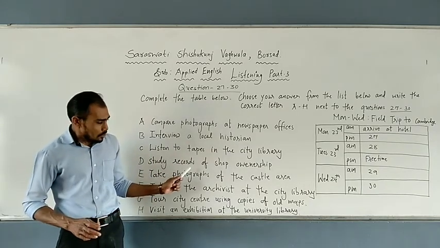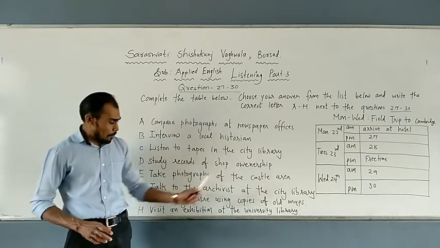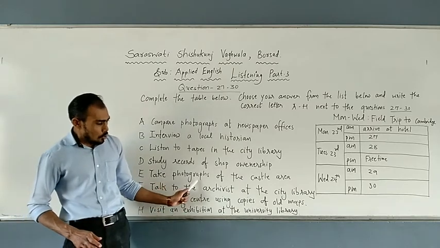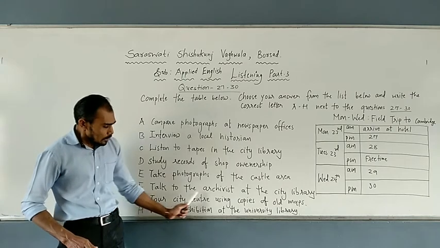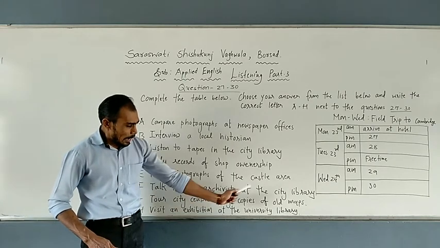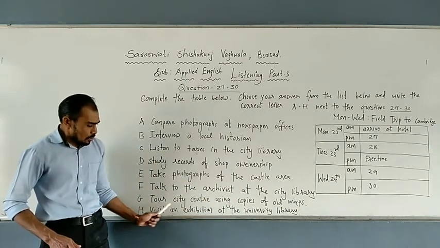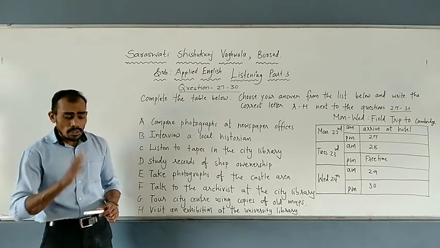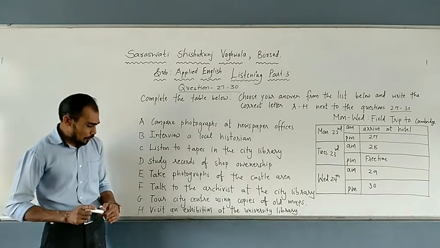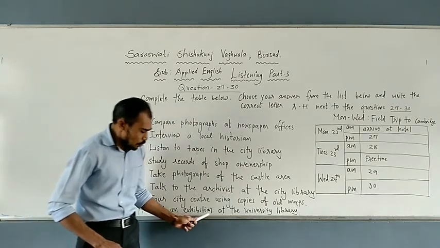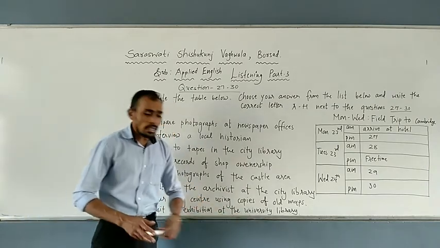Study records of the shop ownership. Take photographs of the castle area. Talk to the archivist at the city library. Tour city center using the copies of the old maps. And the last option, students, that we have: visit an exhibition at the university library.